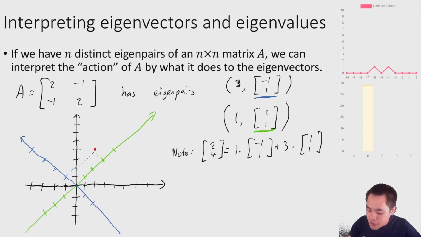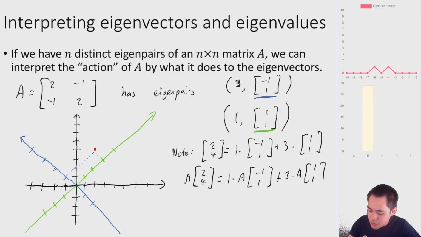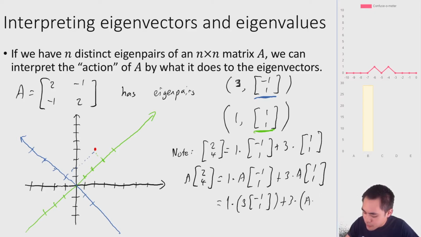So now when we apply A and multiply A times 2, 4, we can use the distributive property, and this is now 1 times A times minus 1, 1 plus 3 times A times 1, 1. And that is 1 times 3 times minus 1, 1, because that's an eigenvector, plus 3 times A times 1, 1. Oh, sorry, just 1 times 1, 1, because that's another eigenvector. And this is going to be equal to 0, 6, once you've done that.